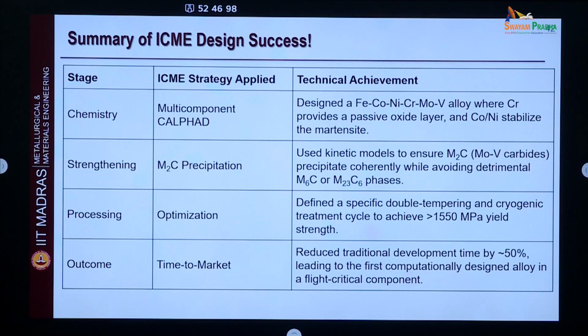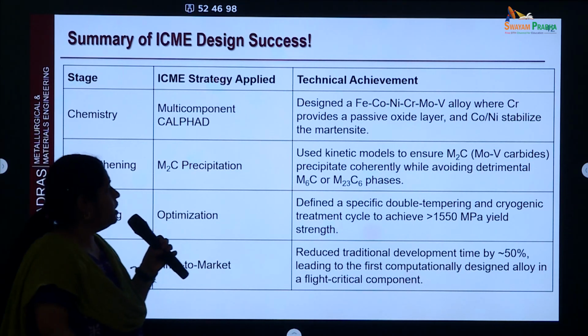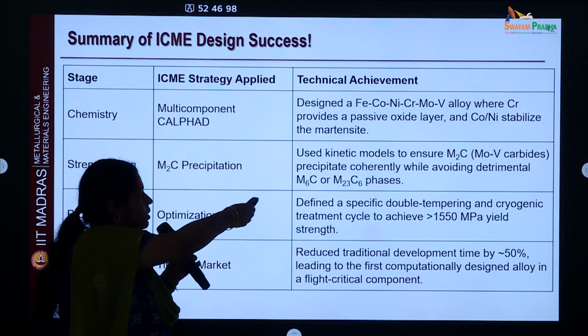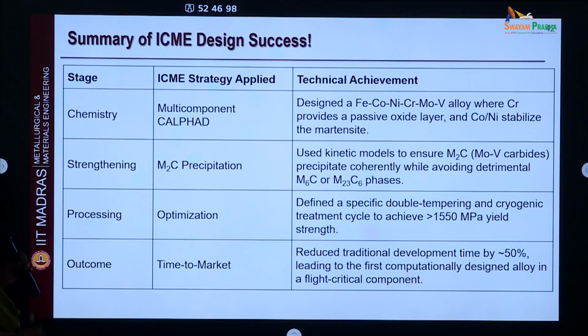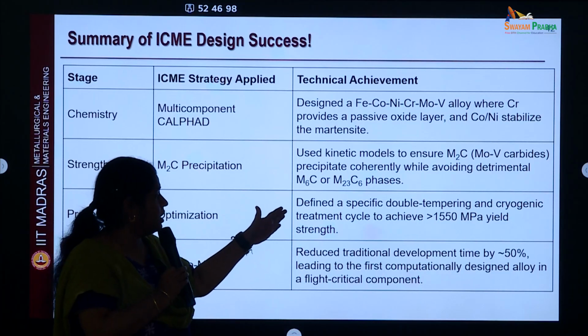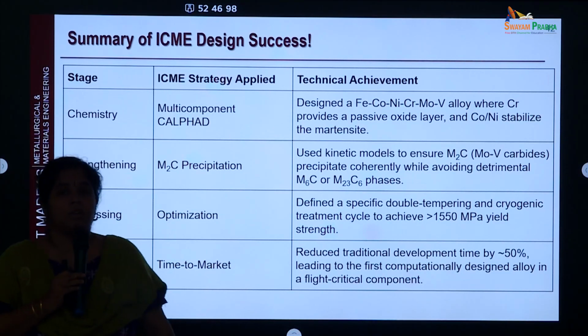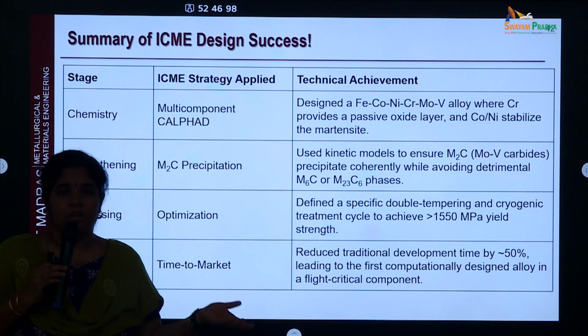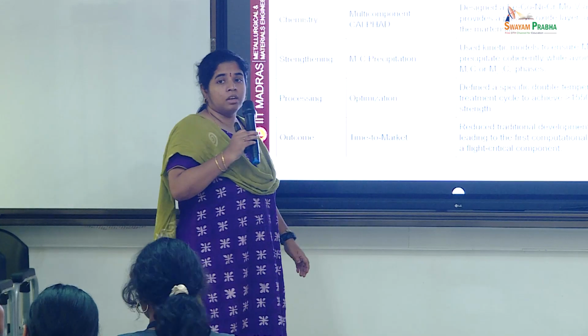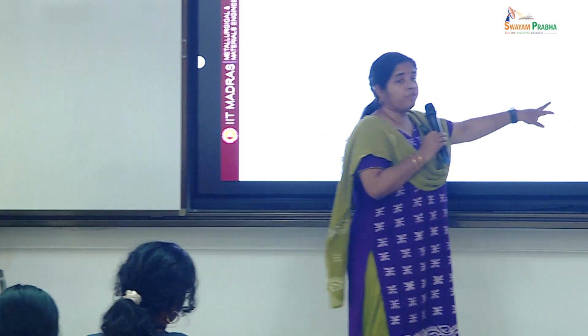So what is the summary of the design now? Chemistry was altered, for the passive oxide layer and to stabilize martensite. Strengthening used precipitates. They used the kinetic model to get the type of precipitate they wanted and to avoid certain precipitates they didn't want to form. Then optimization. One nice thing they did is cryogenic heat treatment, meaning going sub-zero. They did sub-zero temperature heat treatments to achieve the yield strength they wanted. It is typically 1550 megapascal. Not a small number. It's a very high strength material.